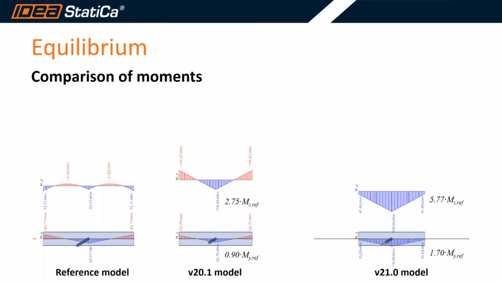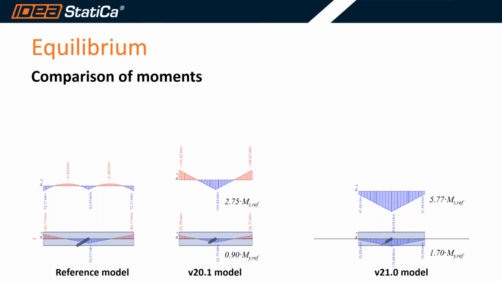So the out of plane moment is 2.75 times higher in version 20.1 and 5.77 times higher in version 21 than the reference model. The in-plane moment is 0.90 times the reference model one in version 20.1, and in version 21 it's 1.70 times higher than the reference model.